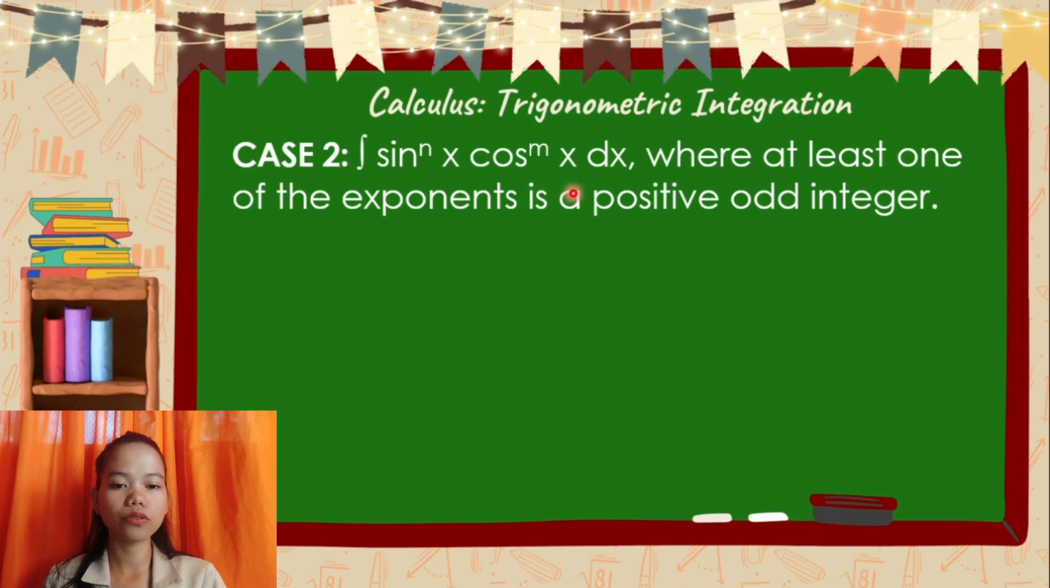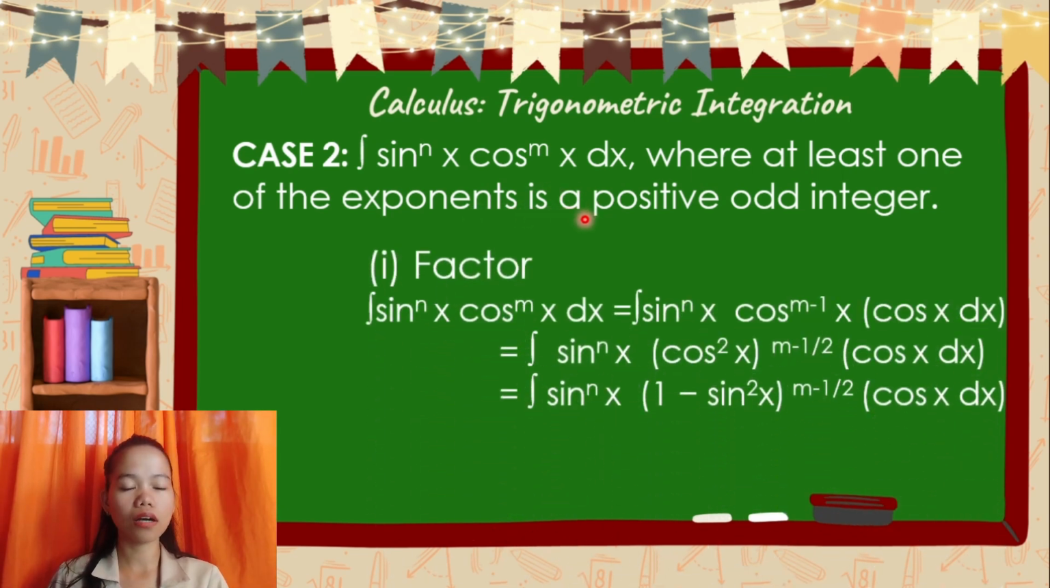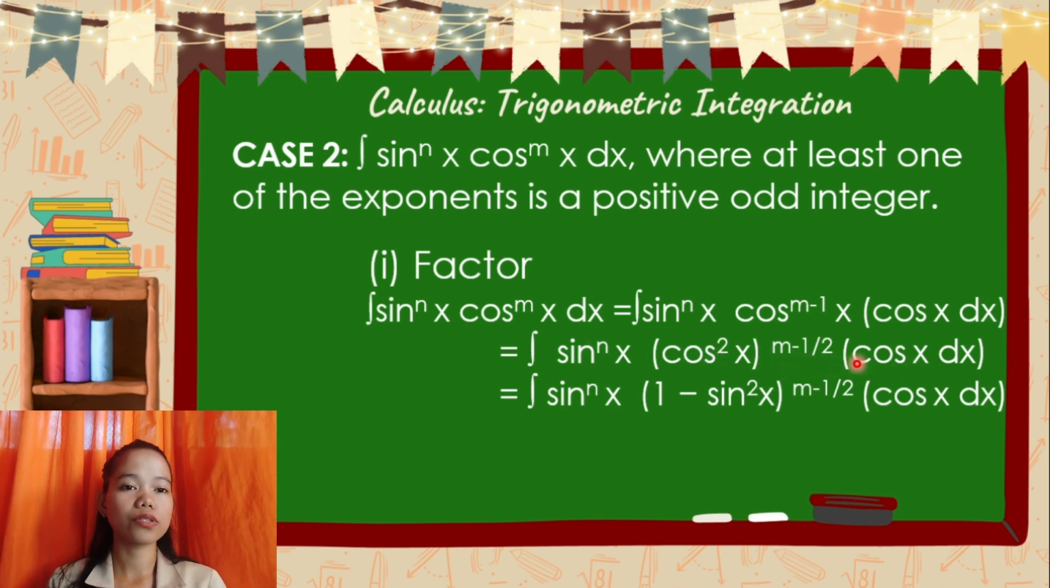So what we're going to do is to factor out the cos x dx. So our function will be equal to the integral of sine raised to the power of n of x multiplied by cosine raised to the power of m minus 1, since we factor out one cos of x dx, and multiplied by the cos x dx.